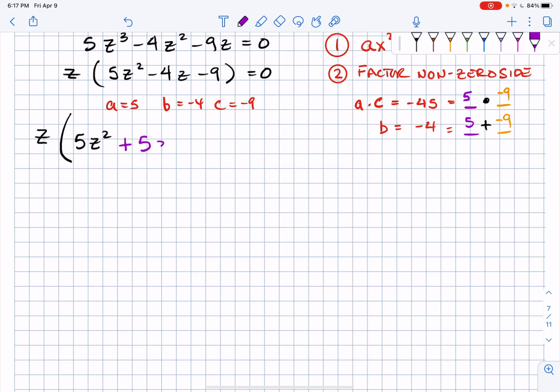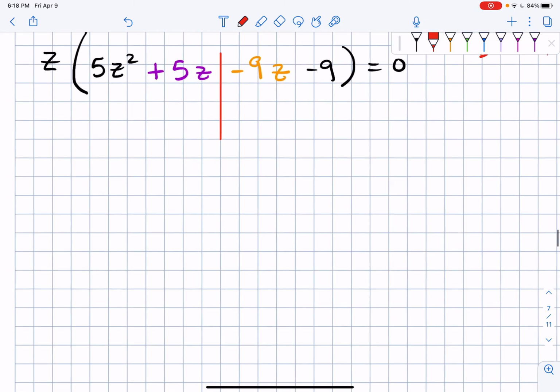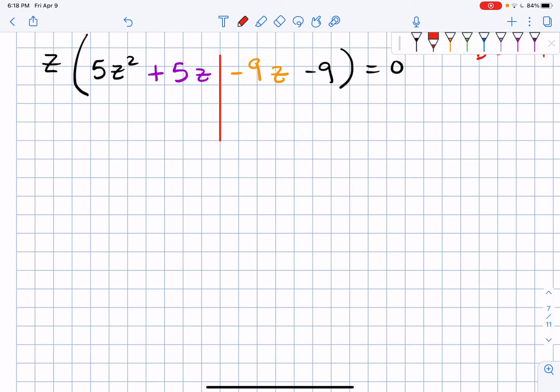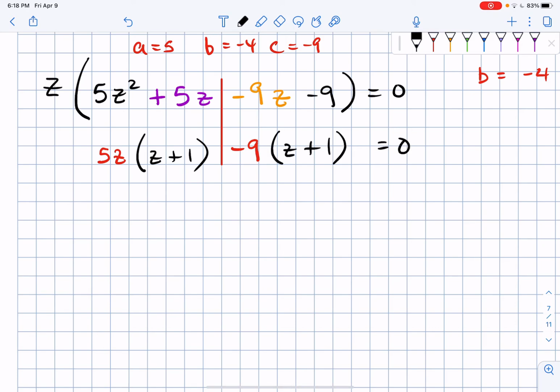Plus 5z minus 9z minus 9 equals 0. Now I have 4 terms, so I'm going to split it down the middle. I'm going to factor the first part first, and that is going to give me 5z as my GCF, leaving me with z plus 1. And remember this, guys, if the third term is a negative, I'm going to pull a negative. Negative what? A negative 9. And what does that leave me? It's going to be a z plus 1 as well.